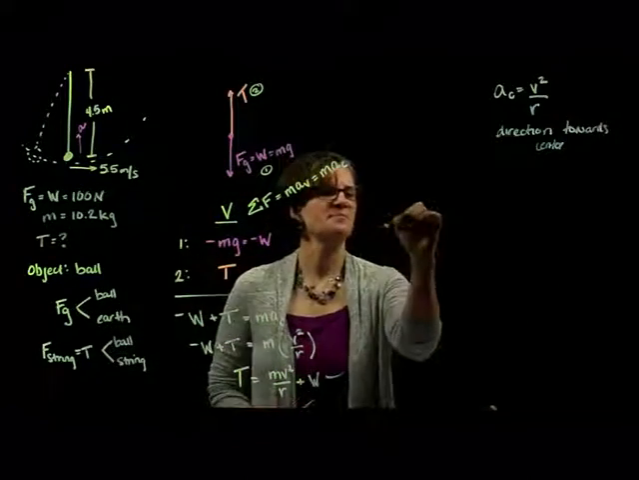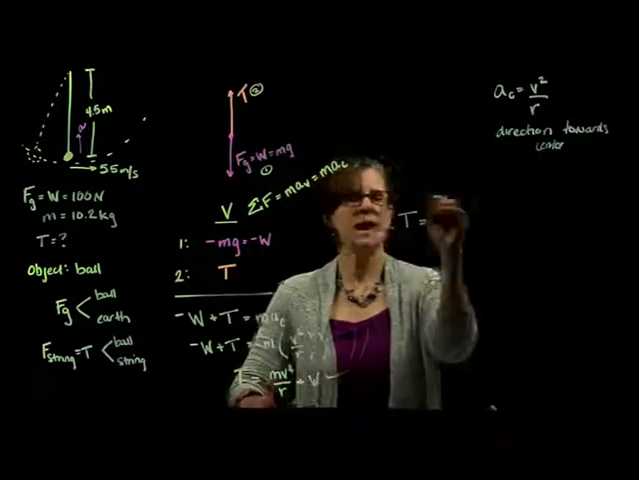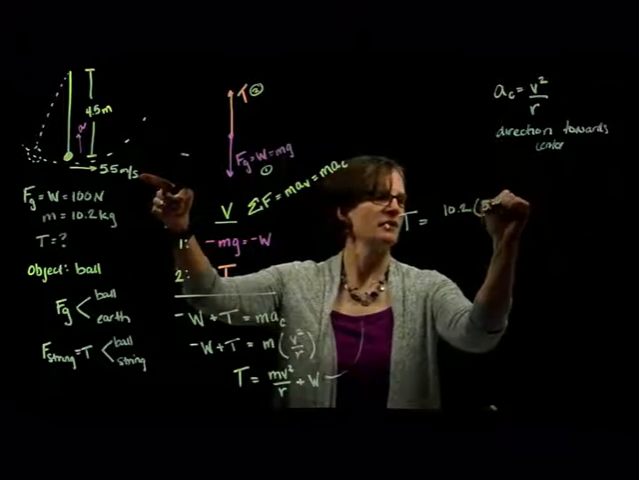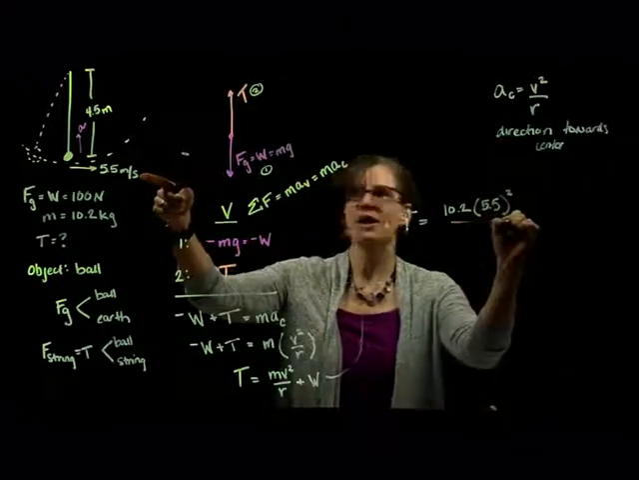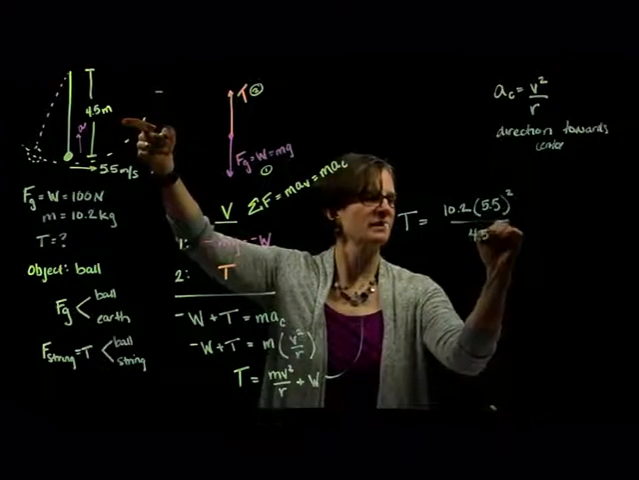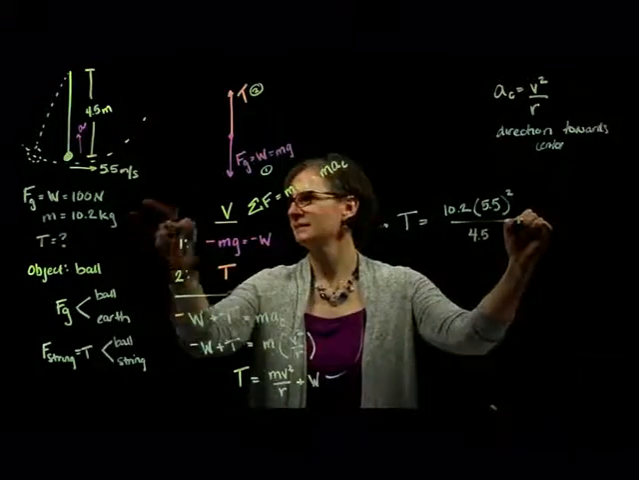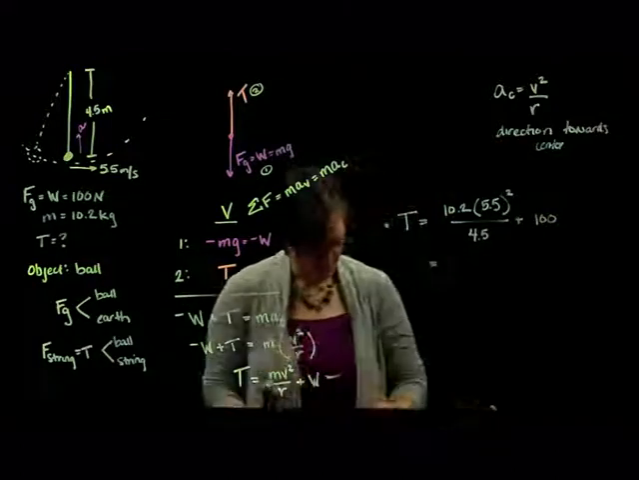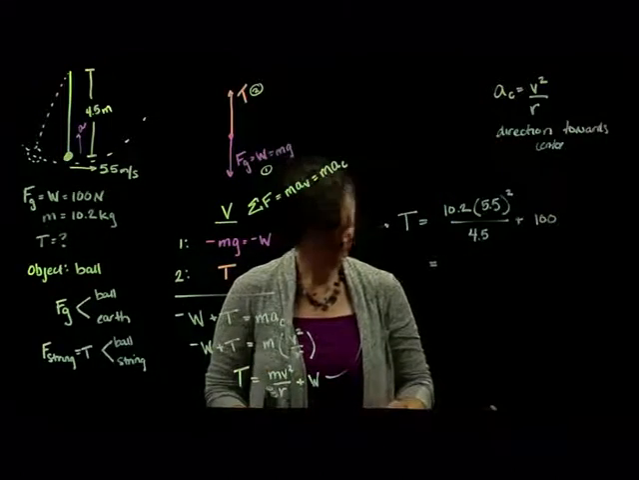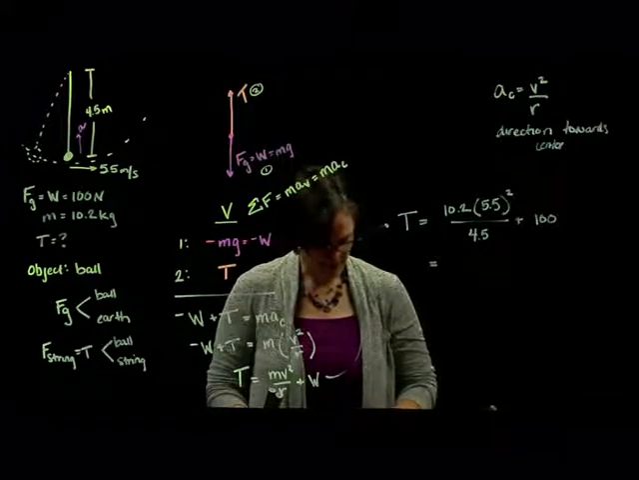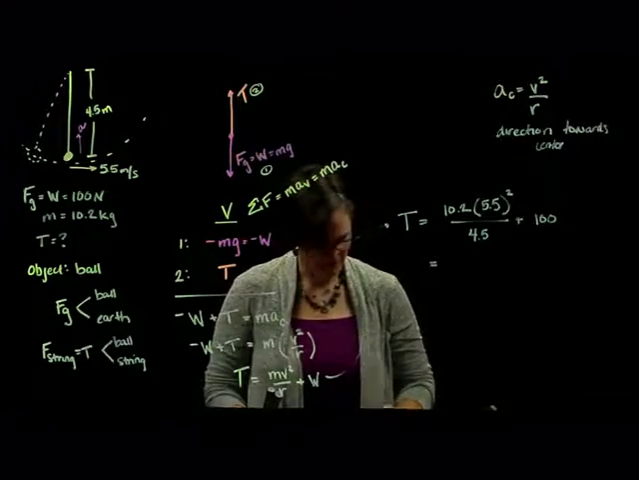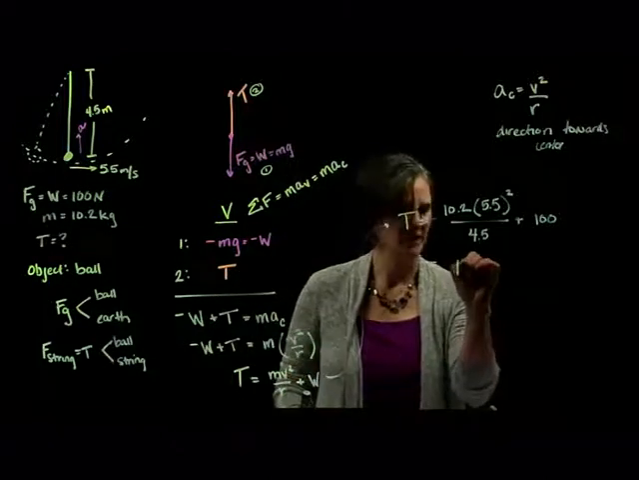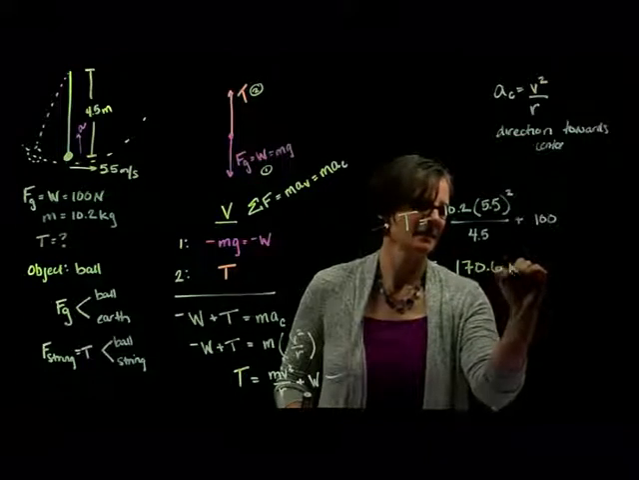Let's move that up here. And our tension is equal to our mass, 10.2, our speed, 5.5 squared, our radius of 4.5, plus our weight of 100. So the tension in that string is 10.2 times 5.5 times 5.5 divided by 4.5 plus 100. The tension is 170.6 newtons.